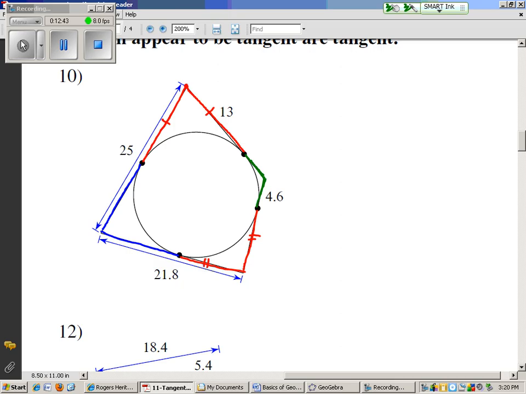Okay, so now we need to translate whatever information we can. Do we have any measurements that we already know?